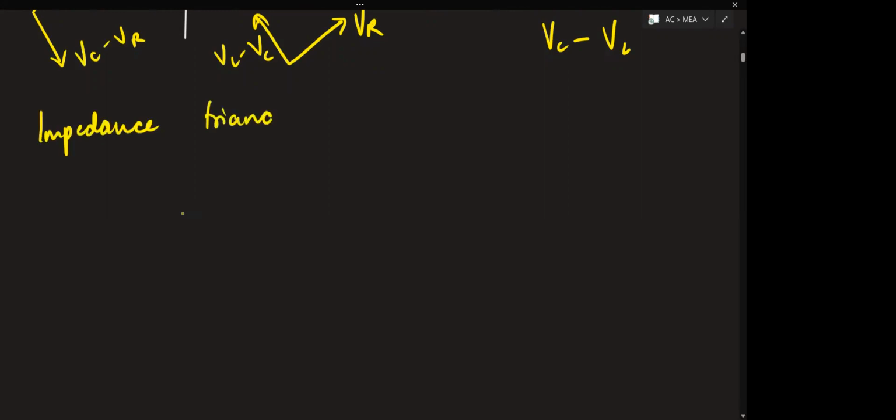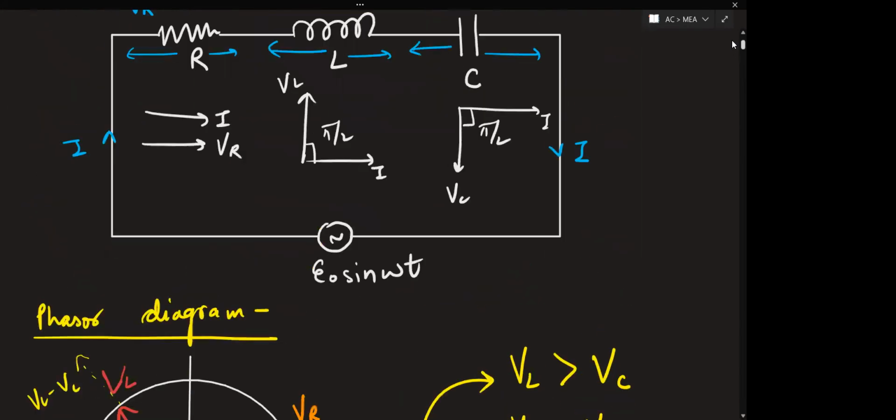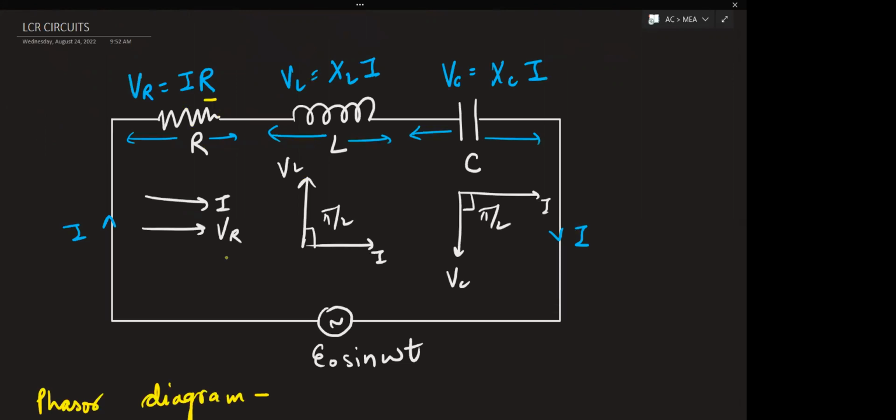Impedance triangle is helpful in the calculation of the impedance. Impedance is what? The way resistance was there in case of the resistor circuit, XL was there in case of the inductor circuit and XC was there in case of the capacitor circuit. So all these, R, XL, XC, were the individual resistance only, the opposition that occurred.